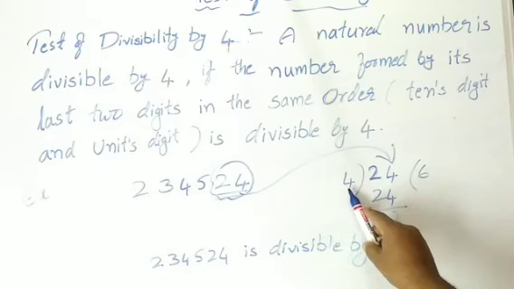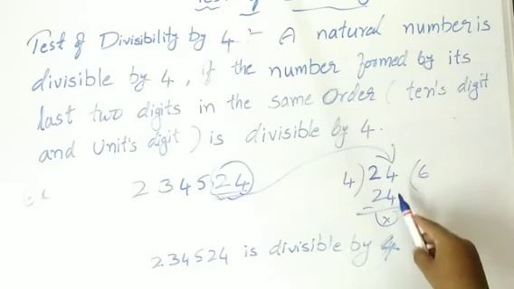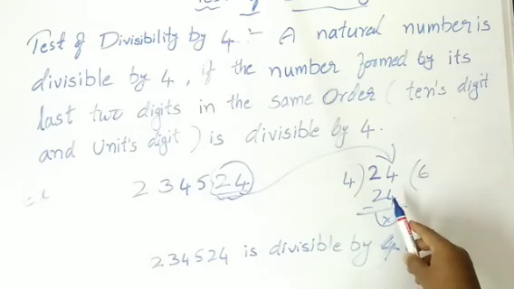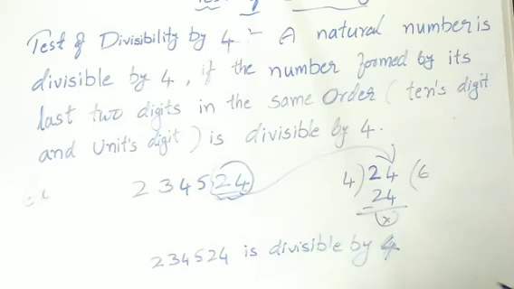So we checked with 4. 4 sixes are 24, so remainder is 0. Then it is divisible by 4, means 24 is divisible by 4. Then we can write this number is divisible by 4. So that's why I wrote 2,34,524 is divisible by 4.